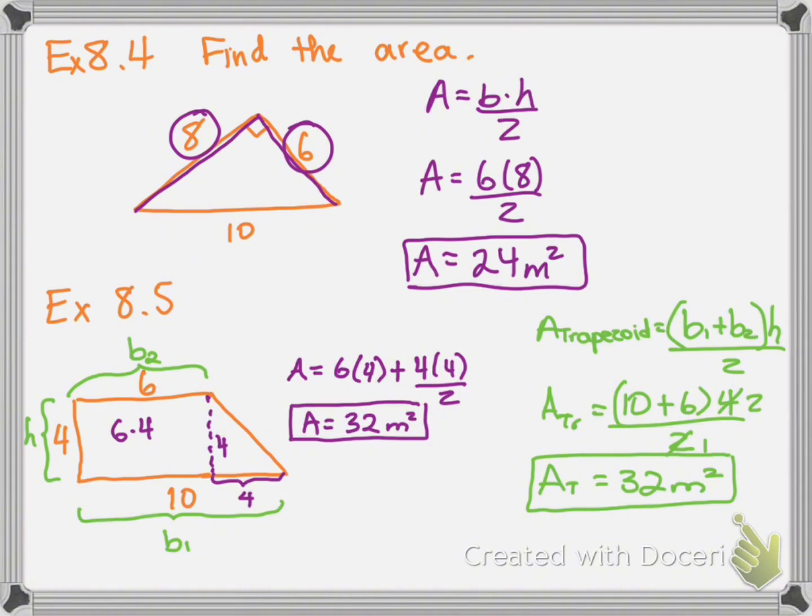So you have the choice. You can either do the division of the shapes and get a rectangle and a triangle, or you can memorize this formula, or have it in your formula sheet, and use that, which is a lot easier.